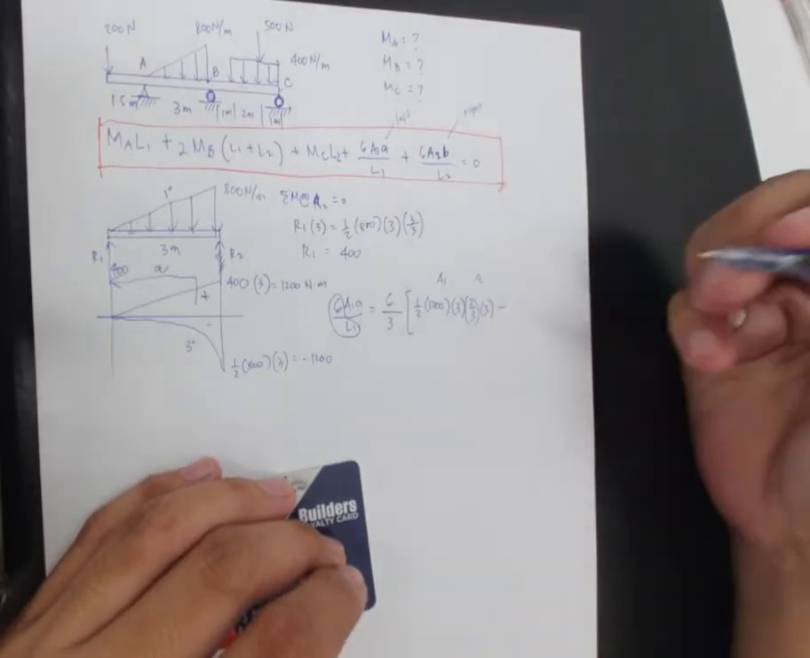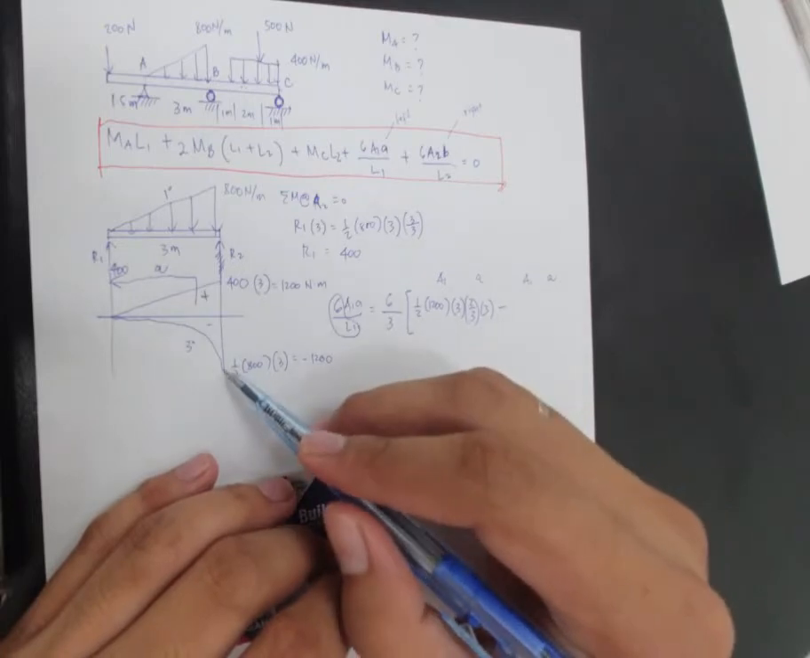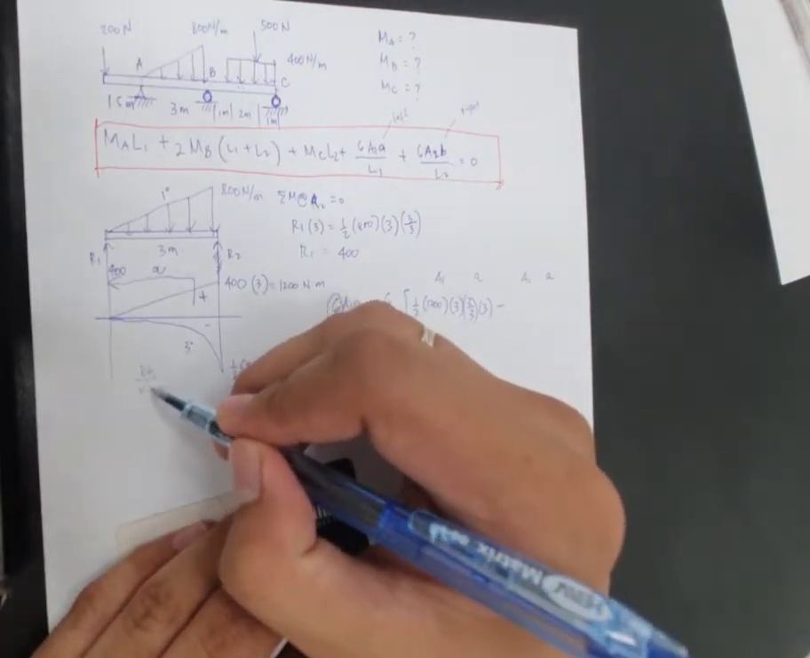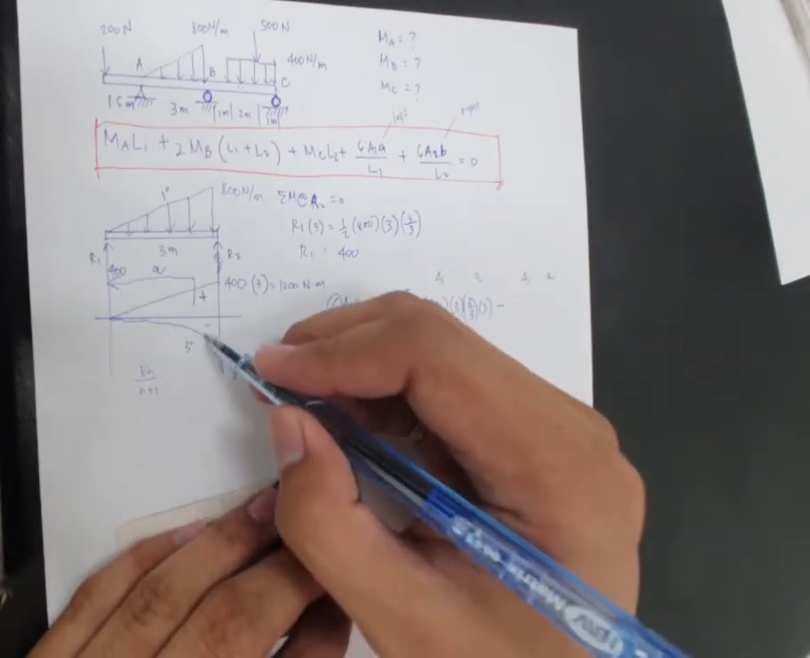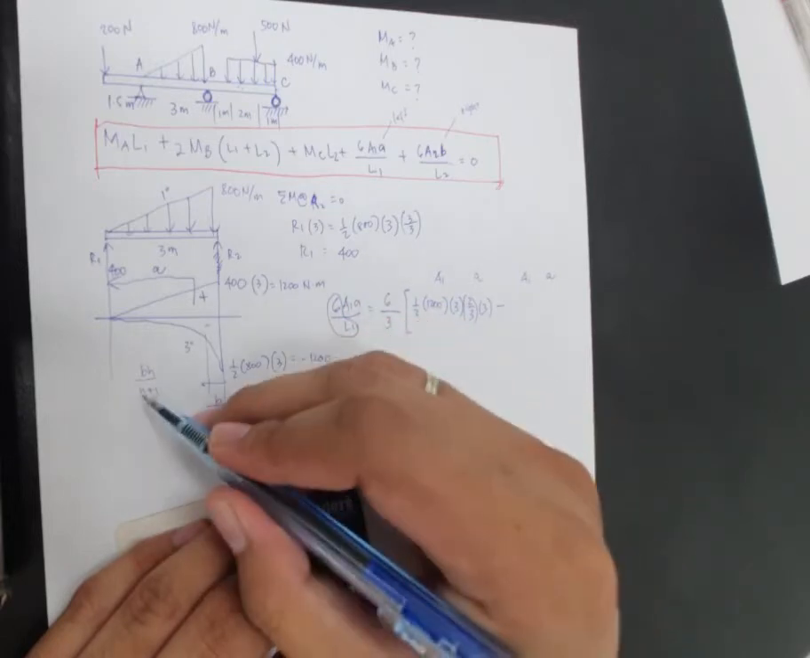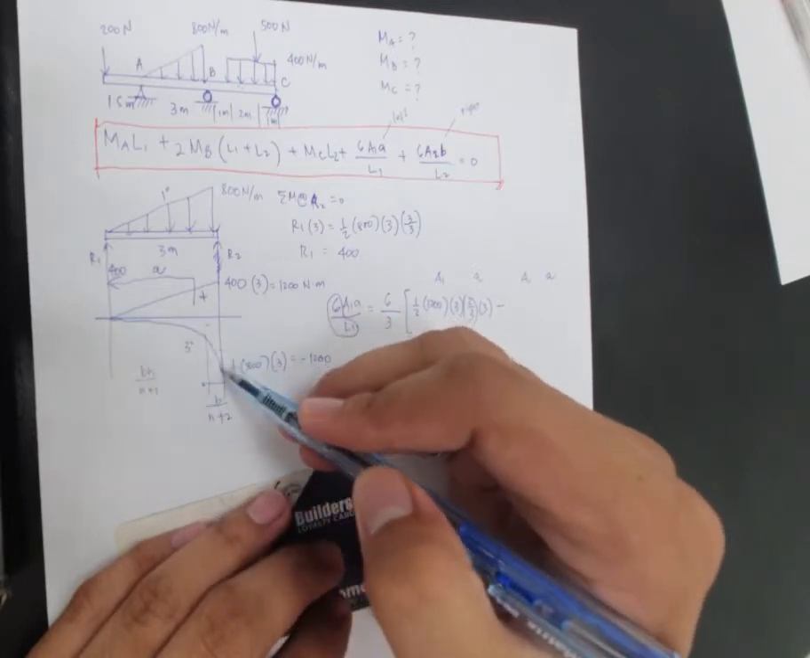Okay, so minus the negative area. This is a negative area. Area of this one is BH over N plus 1. Centroidal distance, that is base over N plus 2, where N is the degree, this is the base, and this is the height.